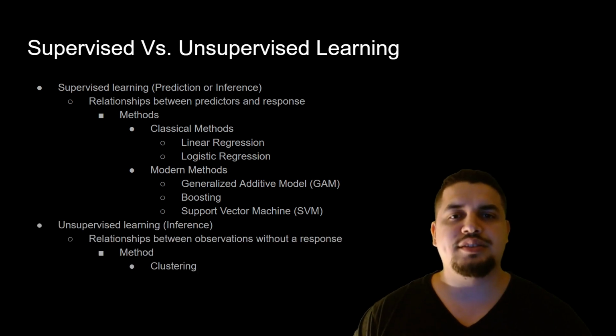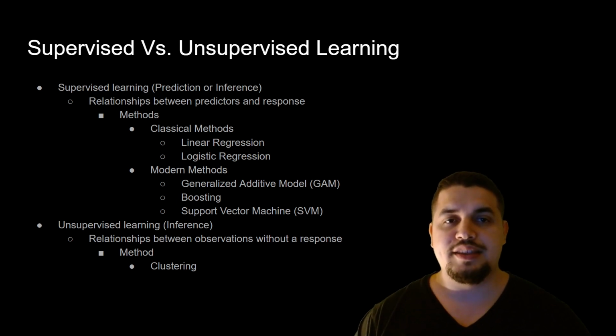In unsupervised learning, we only have predictor measurements without a response variable. This makes it impossible to fit models like linear regression.